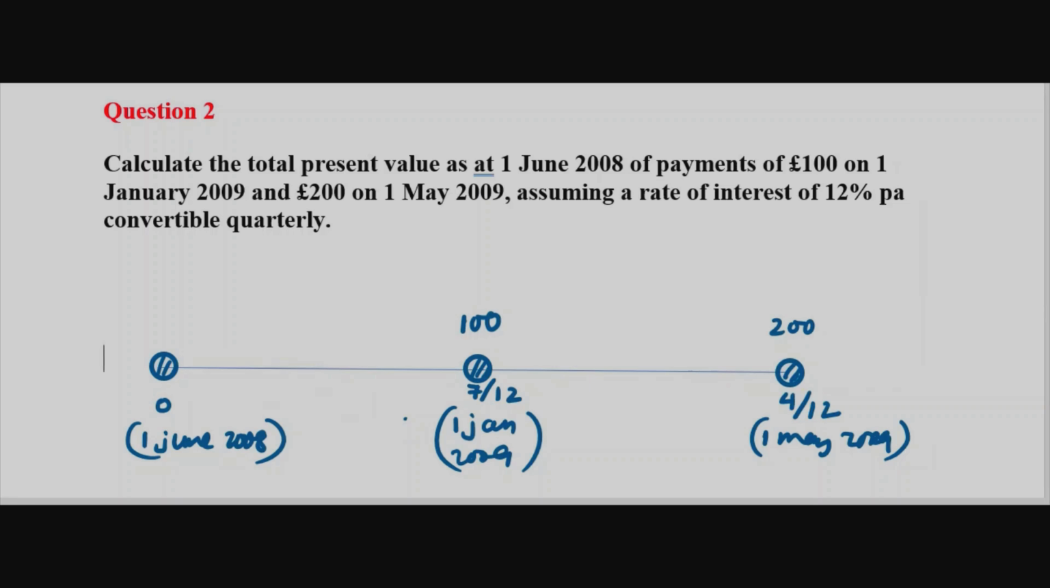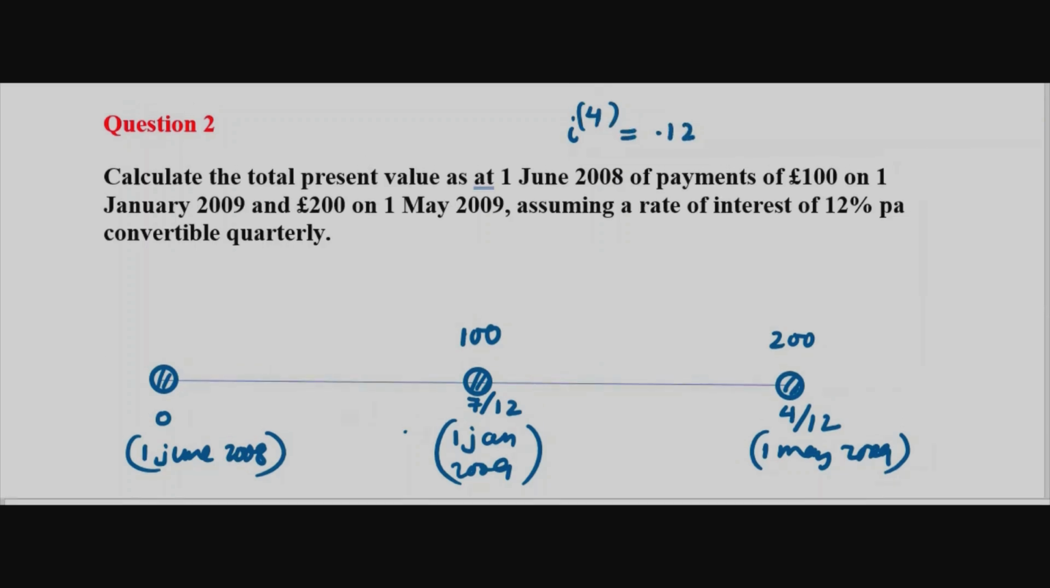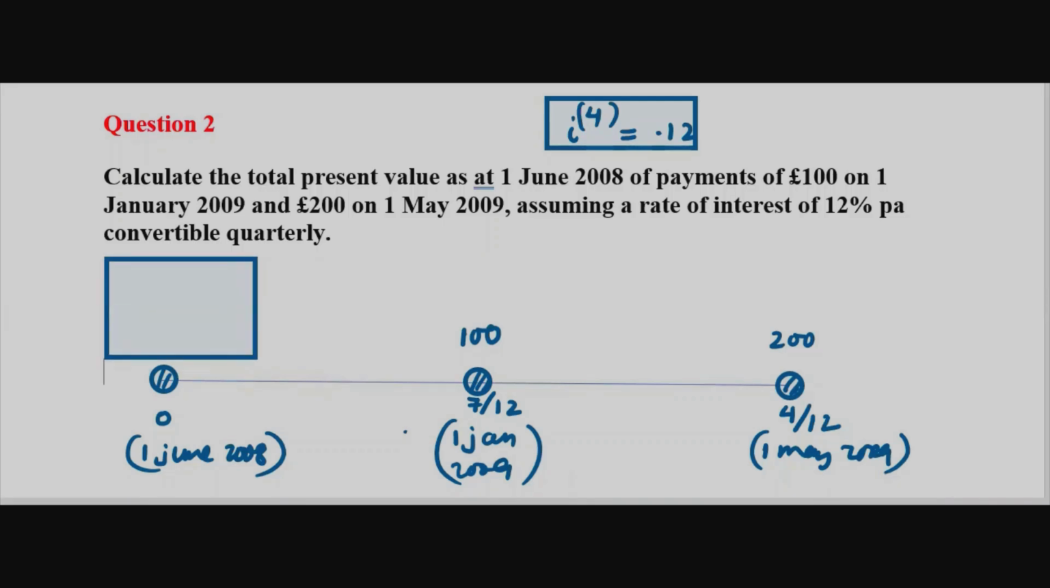The rate is 12% per annum convertible quarterly. That means I4 is given here. This is 12%. And you need to find the present value here. You find the present value of the two payments, and then you have to add. The question is, calculate the total present value as at 1 June 2008. The points 0, 1, 2, 3 are not given, so you have to make a number line this way.